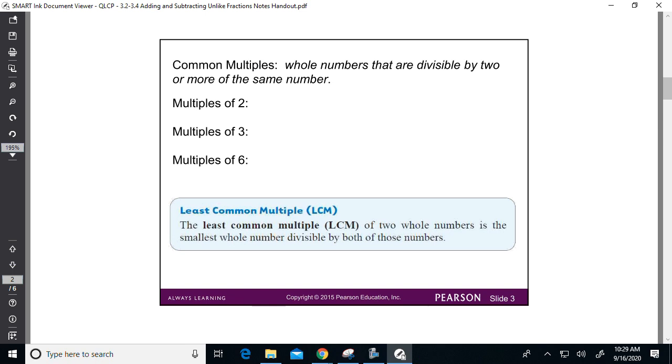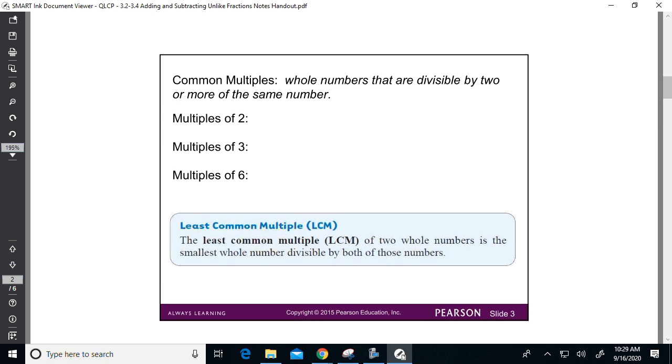All right. So the first notion is common multiples. And before you can find common multiples, you just have to know how to find multiples of a number. Multiples of a number is what happens when you just keep multiplying using that number. So for example, the multiples of 2 are 2, 4, 6, 8, 10, 12.